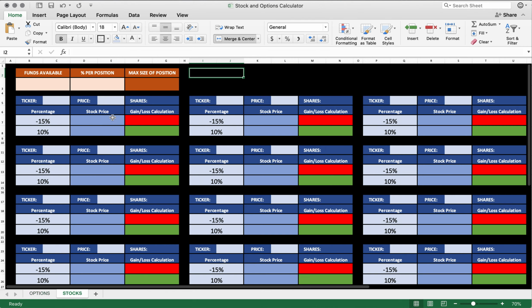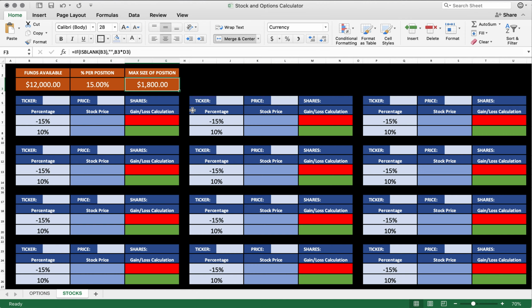The second sheet is stocks, and the only difference is it doesn't multiply everything by 100 before it calculates the number of shares, because options obviously multiply by 100 to get the total amount. For stocks you don't. So let's do this one. Let's say you have $12,000 and you wanted to do 15% per position. So your max for any position is $1,800. Let's say you're just trading XYZ, which obviously is not an actual ticker, and the price was $12.67. So the number of shares you can buy is 142.